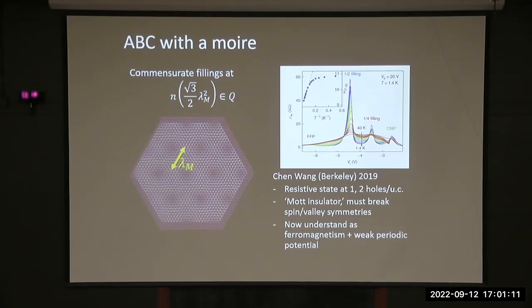So here at a quarter filling, which I would call nu equals 1 electron per superlattice unit cell, 2 electrons per superlattice unit cell, you find these resistive states. And that's something that basically happens if you break these spin and valley symmetries, then you can have insulating states on the lattice. And I would say now we understand that reasonably well, as the ferromagnetism I showed you, plus some weak periodic potential from the underlying HBN substrate, can allow you to have these states as very natural.